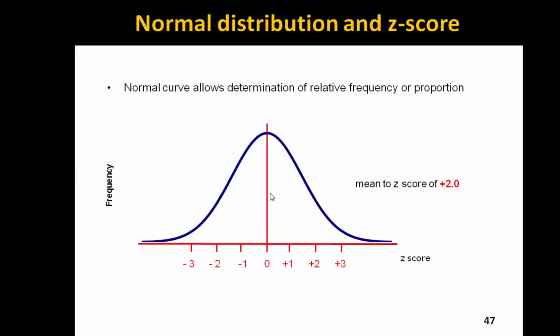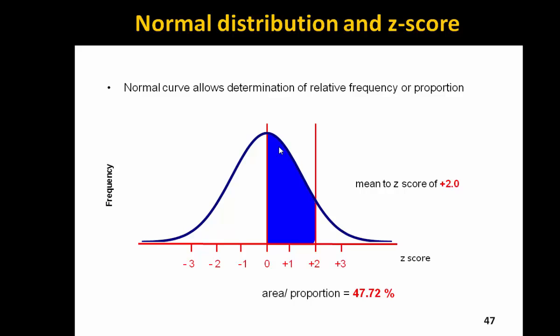Now, if we take this out to 2 standard deviation units, by moving our marker from 1 to 2, we expand the area under the curve. The area under the curve represents how many people, or how many measurements or units, make up this distribution. When we expand out to 2 standard deviation units, the area now expands to a set value of 47.72% of the entire area on the positive side.